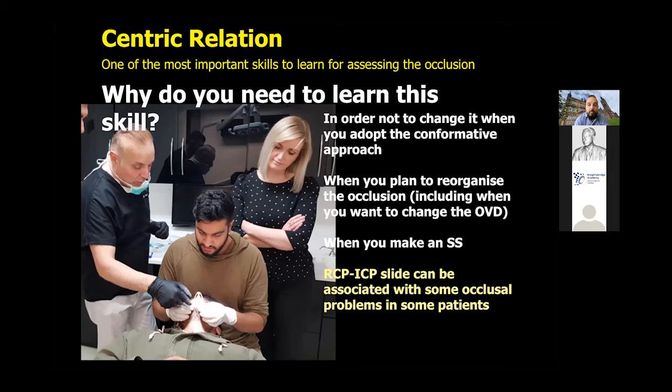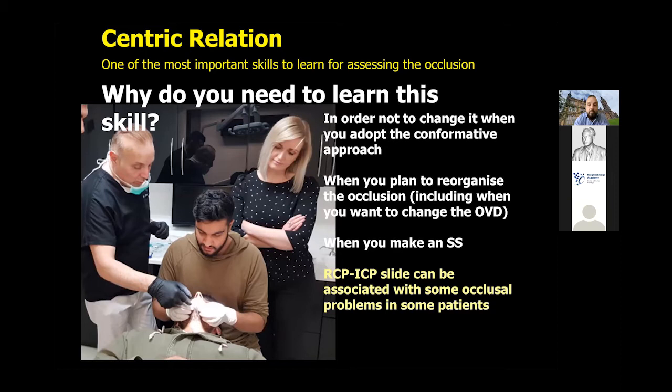When we try to make a stabilization splint to manage a patient with myofascial pain or a patient with bruxism, or we want to use a splint to test the increase of OVD in advanced restorative dentistry when we manage tooth surface loss, for example, I need again to make this splint in centric relation. So I need to learn how to get and register centric relation.